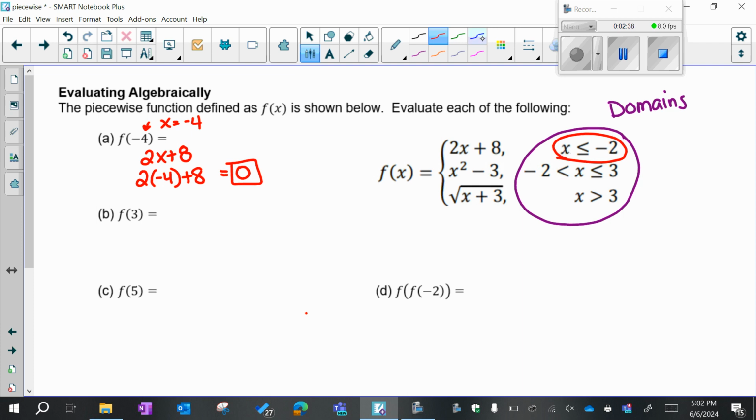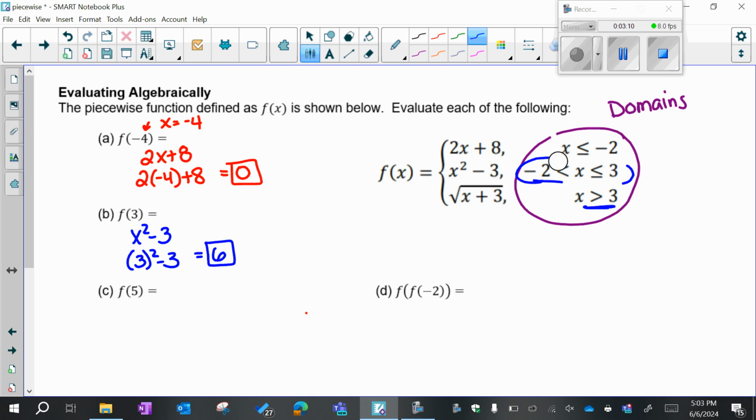Then I'm going to go to the next one, f of 3. So notice how for here, my domain has a 3 here and here, but I want the one that's equal to. So I am going to use this one because it is equal to 3 here. So I'm going to use x squared minus 3. And I'm going to substitute in 3. 3 squared is 9 minus 3 gives me 6.